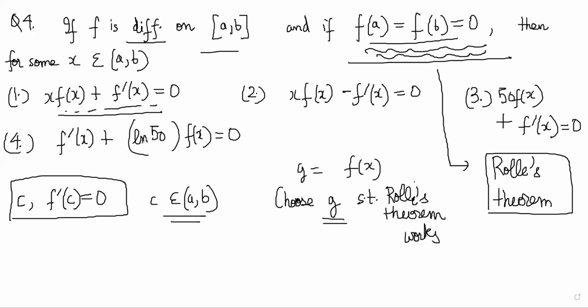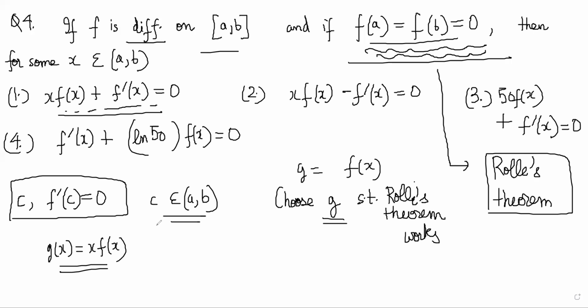Do you understand what I'm saying? What you are supposed to do? For example, if I choose g of x as x f of x, correct? Then obviously g of a and g of b are 0, and g will also be fully differentiable. So g satisfies the condition of the problem, and now we can apply Rolle's theorem here.